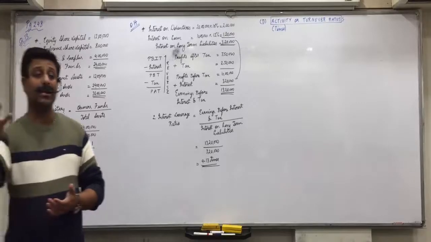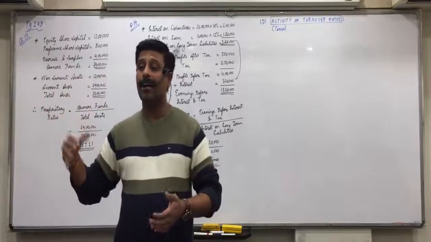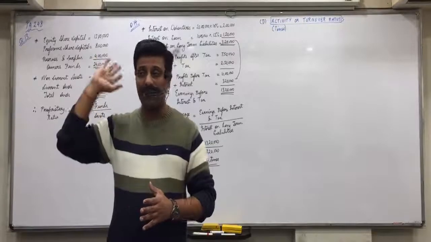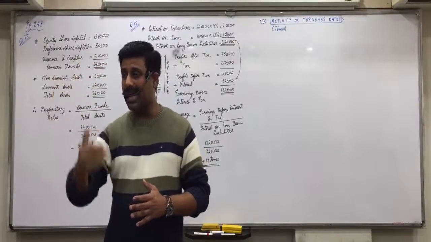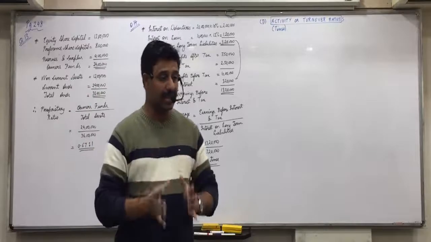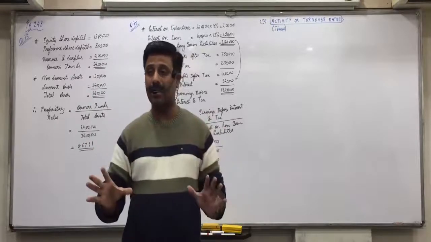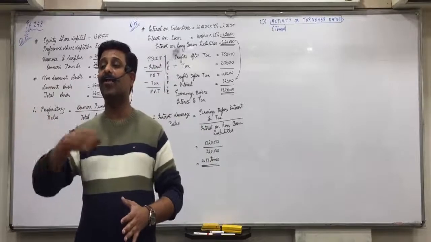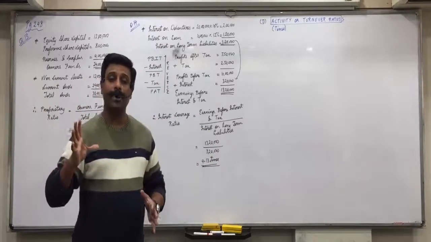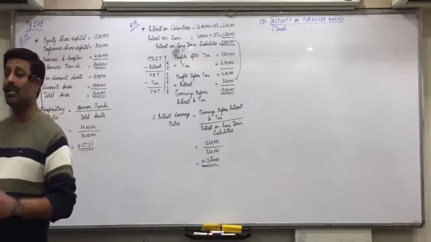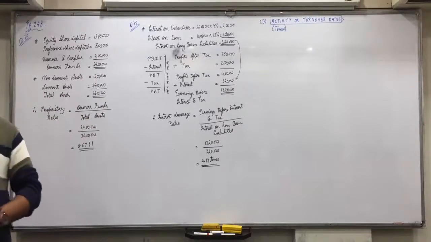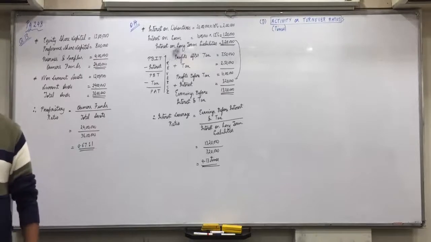Now how can you find stock during the year? Average stock. Suppose in the beginning of the year, stock was 50,000. End of the year, stock is 60,000. Means on an average, how much stock is remaining during the year? 50 plus 60 divided by 2, 55,000. So why do we take average? Because it gives you a rough idea of how much amount remains in the business during the year.